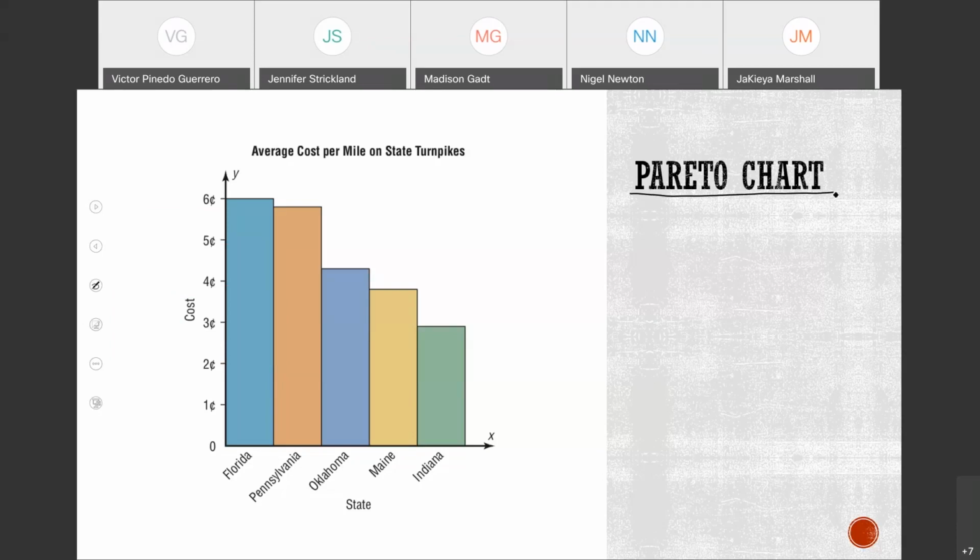Looking at the picture, you can see that it is a bar graph. On the x-axis, you're going to have your categories, like in this example, you have states. And on the y-axis, you're going to have your frequency values.